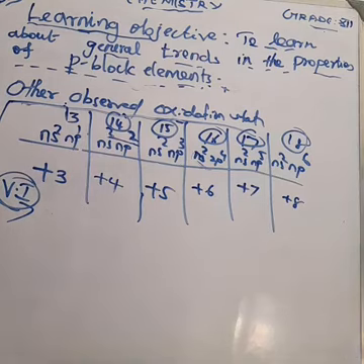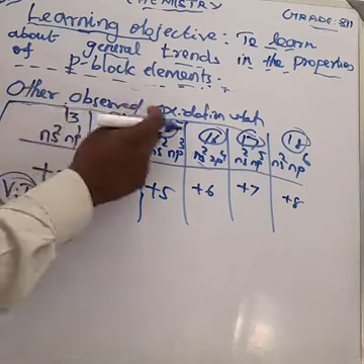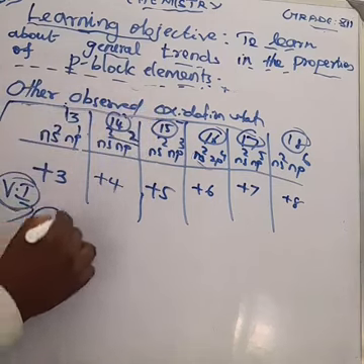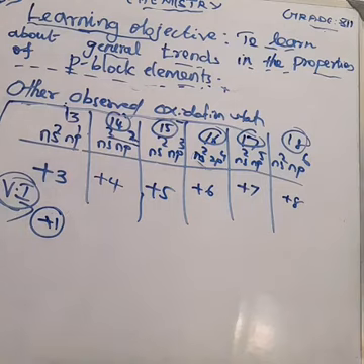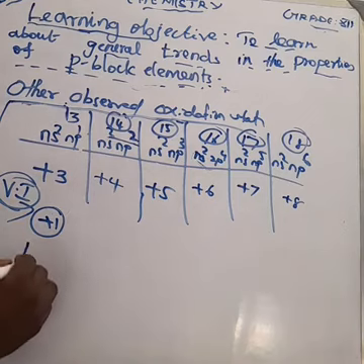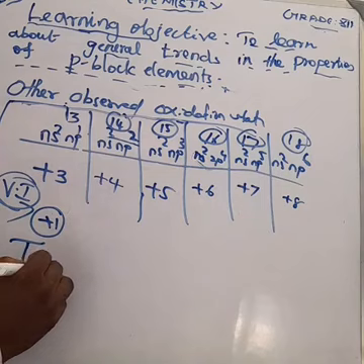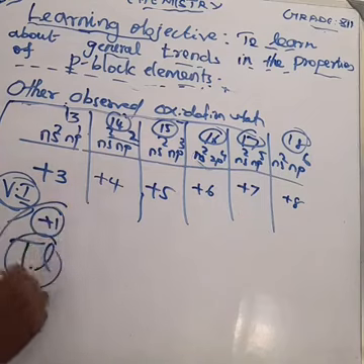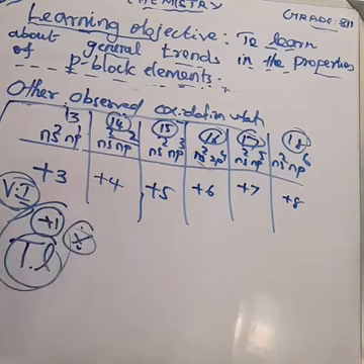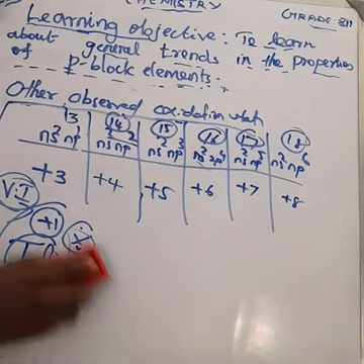For example, in the boron family, the other observed oxidation state is +1. Which elements are present in the boron family? Boron, aluminum, gallium, indium, and thallium. Thallium exhibits +1 oxidation state. Can you understand, my dear children? Thallium is a very important one-word question. In the boron family, thallium exists in +1 oxidation state.